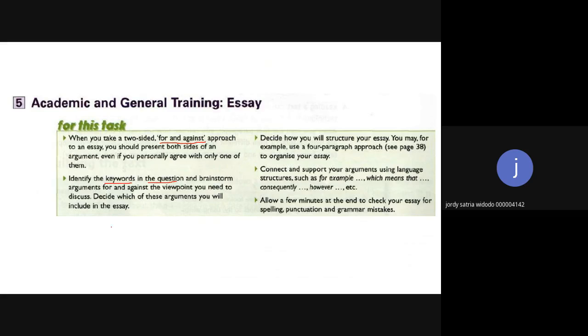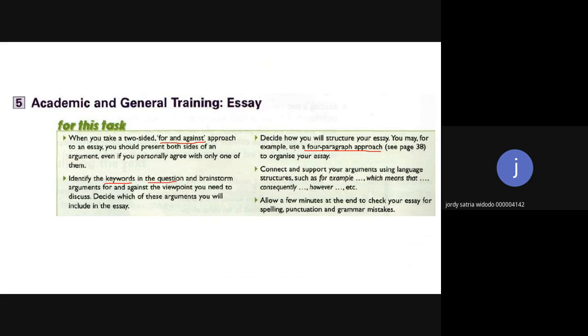Okay. So the next one, decide how you will structure your essay. You may, for example, use a four paragraph approach to organize your essay. Since it is an essay, you cannot write down only one paragraph. It is different from writing task one. In writing task one, you read the data from the graphs, from the diagram, and it is okay for you to write only one paragraph. But in an essay, you are told to write at least four paragraphs or three paragraphs. It's enough. Three paragraphs consisting of introductory, body, and concluding paragraphs.